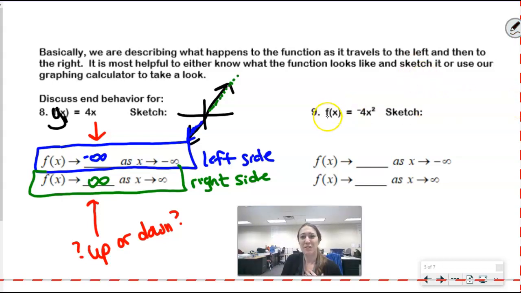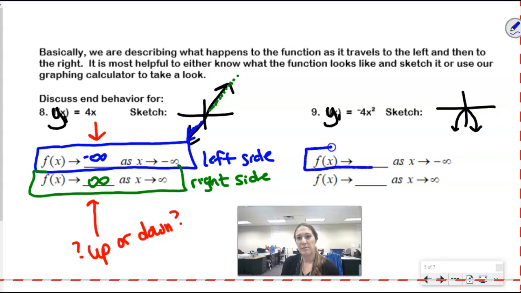So this next function, again, if you're not sure what it looks like, go ahead and type that baby into y1. But this is a parabola, a quadratic function with a negative coefficient centered on the origin, but it's going to look something like this. Not exactly like that, because it's me, but something like that.